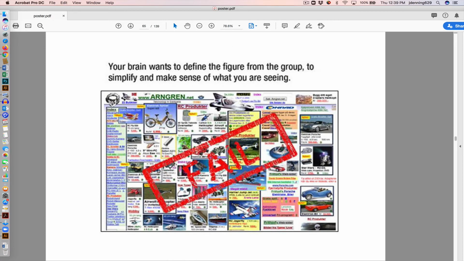This is an example of bad design. Your brain wants to define or figure out what's going on, but if there's too much chaos, then our brains and our eyes just turn away and we'll stop trying to look. We want to make sense of what we're seeing.